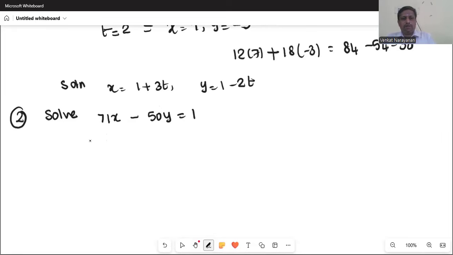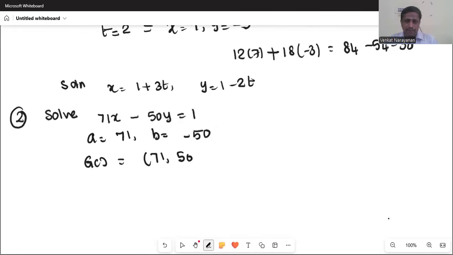Okay. We may think that it is a very difficult one. Now we can come to this problem. Here, what is the a value? 71. The b value is minus 50. We can consider the positive integers only. The GCD is the GCD of 71 and 50. 71 is a prime number and 50 is a composite number. The GCD of a prime number and a composite number is always 1.